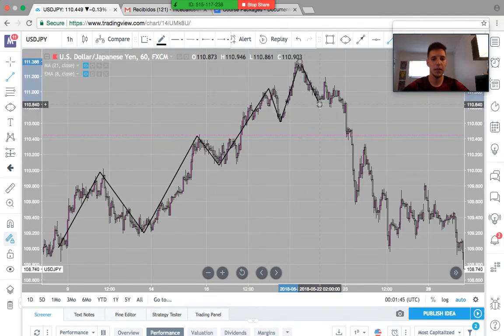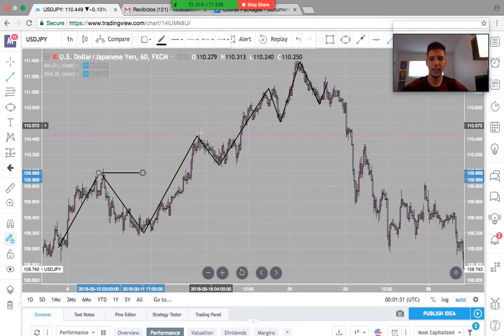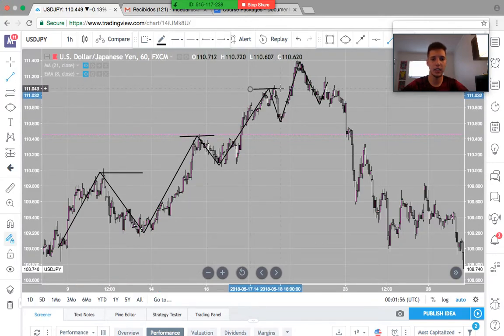I'm labeling my structure. Okay. So what we can identify is we're identifying these areas right here. These areas right here are our higher highs. Okay. We can clearly identify that we have higher highs in the market, and then we can also identify that we have higher lows. Okay. So all of these areas are higher lows.